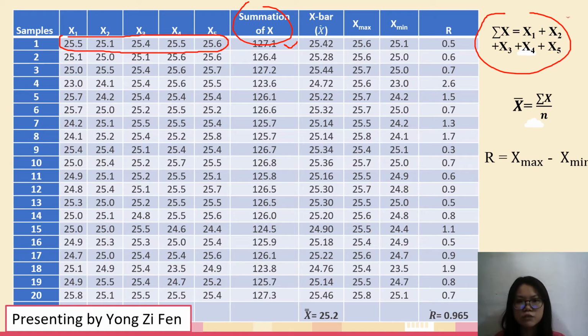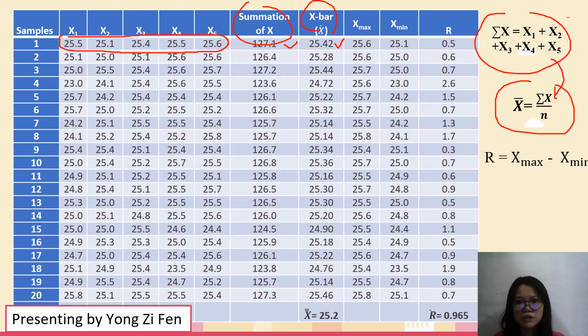And after that we need to calculate the x bar, by using this formula, which is the summation of x that we have calculated just now, substituted inside and divided by n, which is 5, because we have 5 replicates, and then we will get the value, which is 25.42 cm.